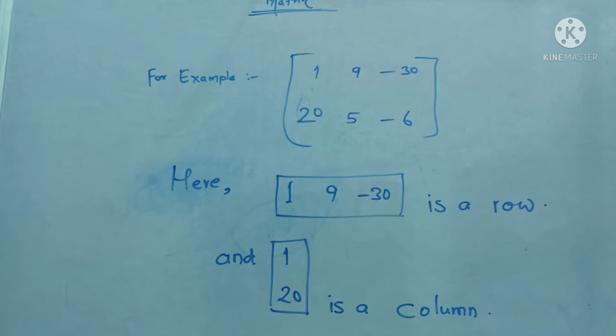In the bracket, the first row is 1, 9, minus 30, and the second row is 25 and minus 6, close the bracket. This is a matrix. In this matrix form, we know which is the column and which is the row. So here 1, 9, minus 30 is a row, and 1, 20 is a column. I hope you are understanding very well.